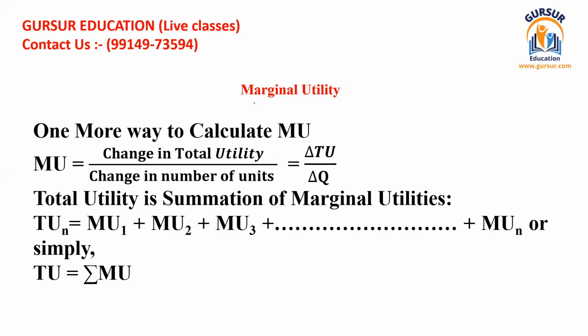So how to find that? There are a number of ways to find marginal utility. This is change in total utility divided by change in number of units. And it can be mathematically proven as well that the total utility is the sum of all the marginal utilities. This is marginal utility from the first unit, this is from the second, this is from the third, and so on. When you sum all these marginal utilities, you can easily get the total utility. And this is the relationship between TU and MU. TU stands for total utility and MU stands for marginal utility.